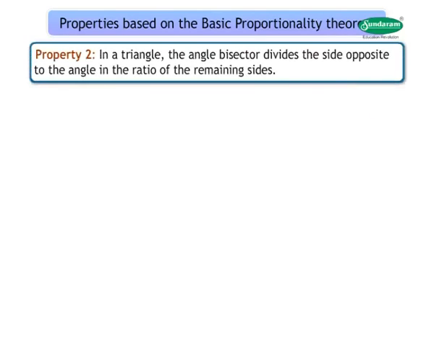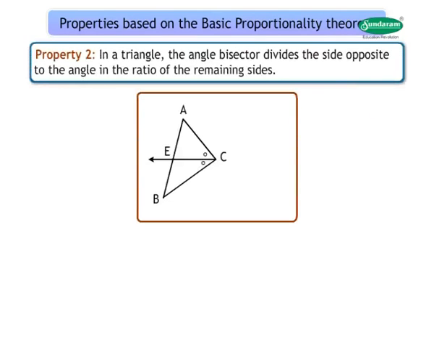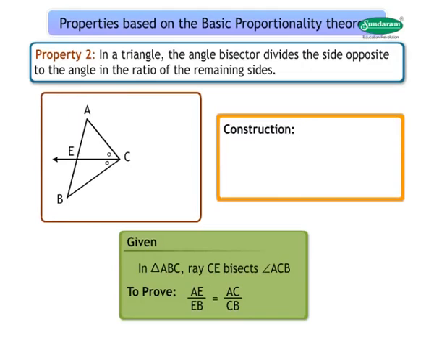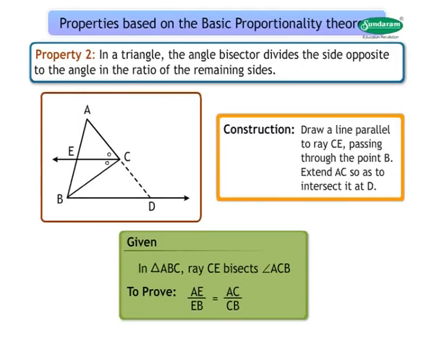Property 2. In a triangle, the angle bisector divides the side opposite to the angle in the ratio of the remaining sides. It is given that in triangle ABC, ray CE bisects angle ACB. To prove: AE upon EB is equal to AC upon CB. Construction. Draw a line parallel to ray CE passing through the point B. Extend AC so as to intersect it at D.